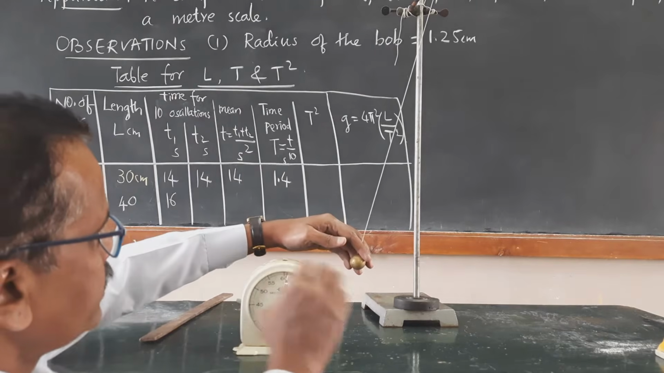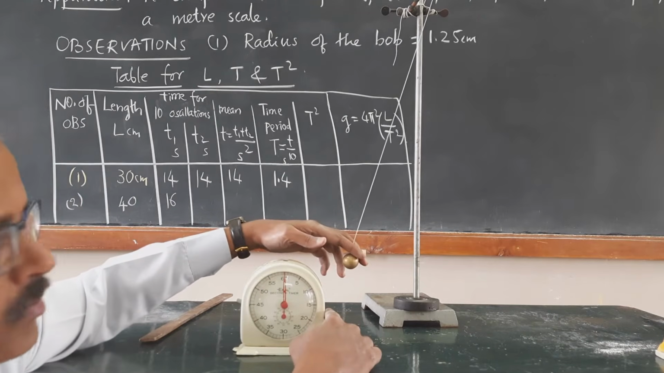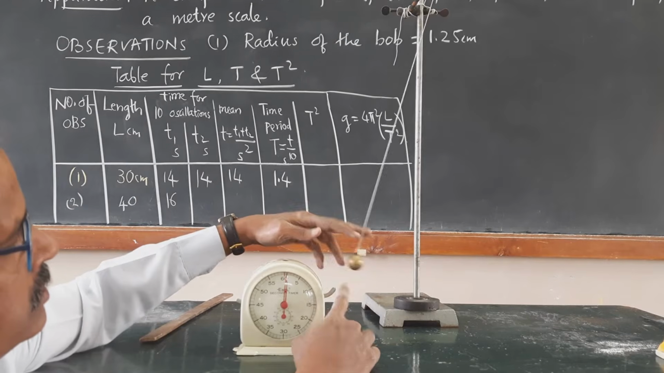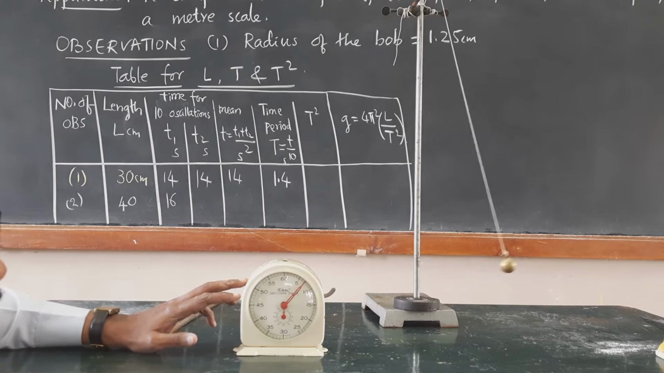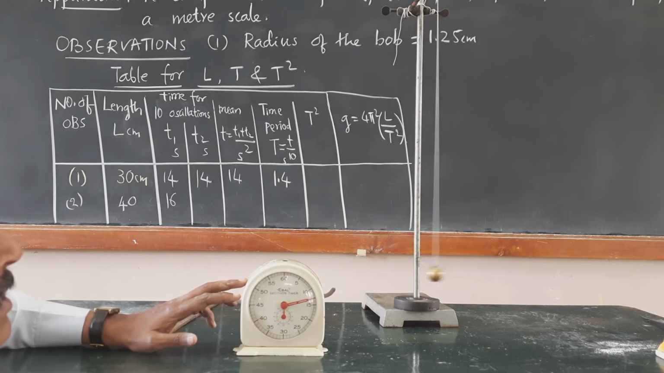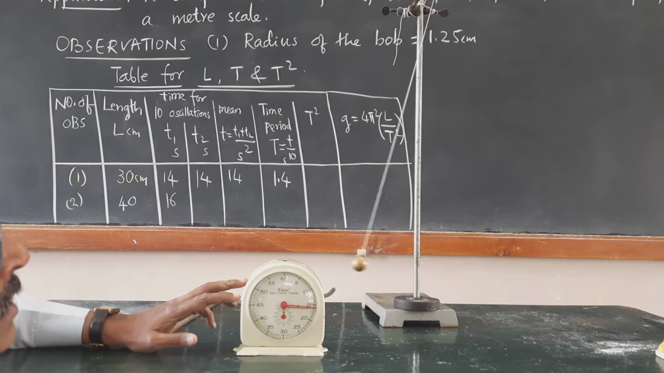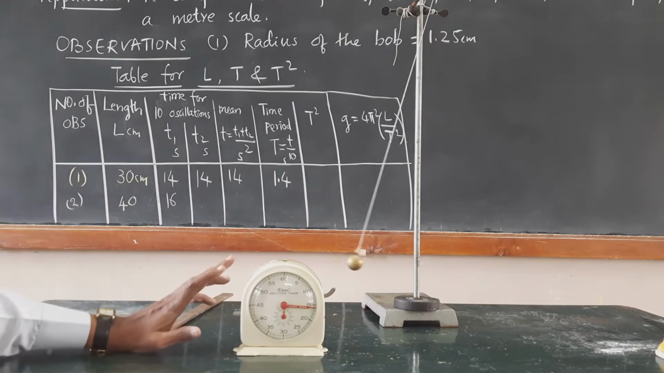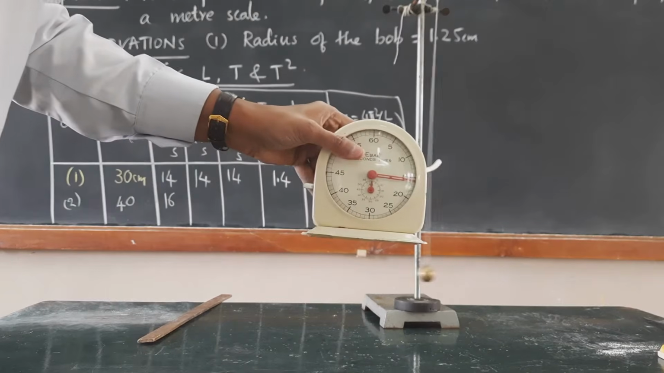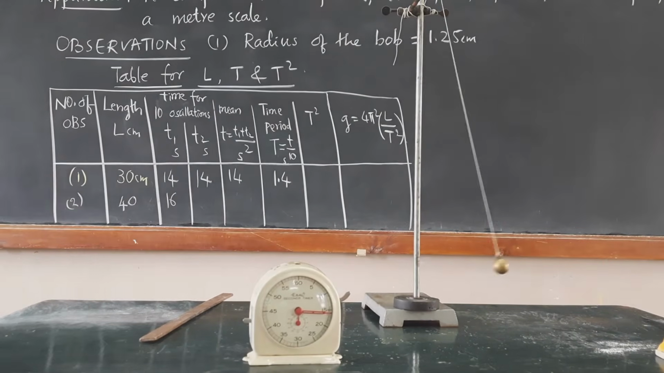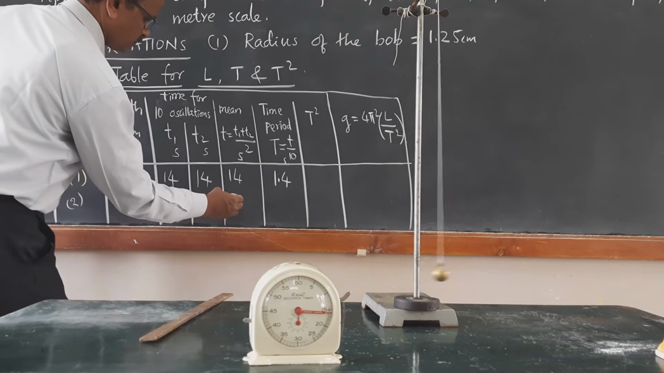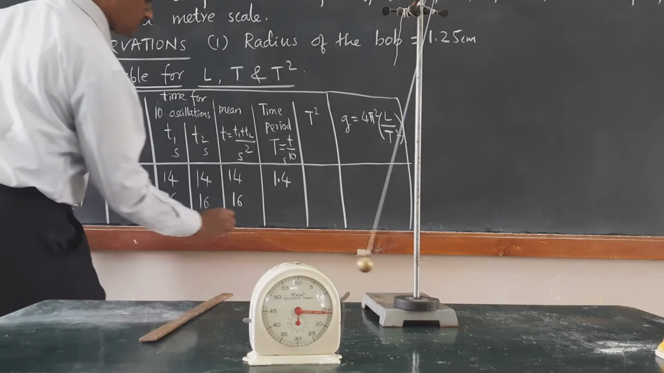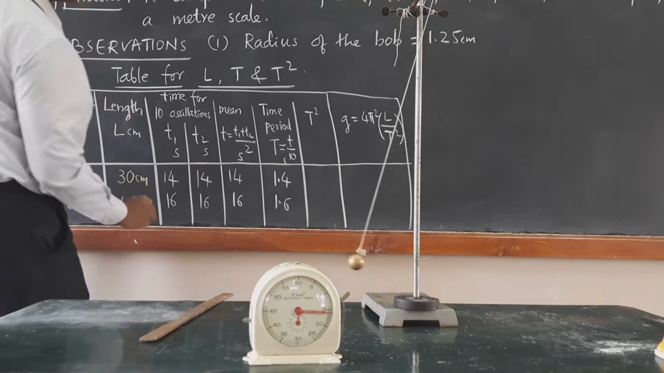Now again set it for ready. Now 1, 2, 3. 1, 2, 3, 4, 5, 6, 7, 8, 9, 10. Again you can see it is showing almost the same reading, 16 seconds. So the second reading is 16 seconds. 16 plus 16 divided by 2 again gives mean reading 16 seconds. So we get 1.6 seconds.